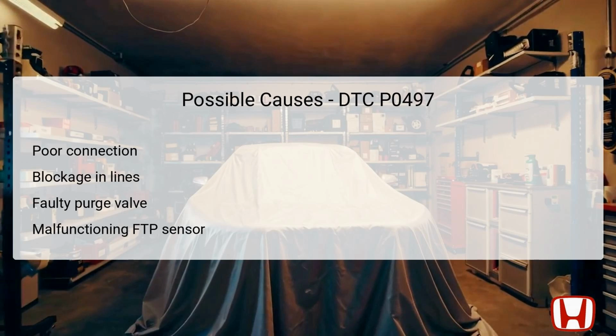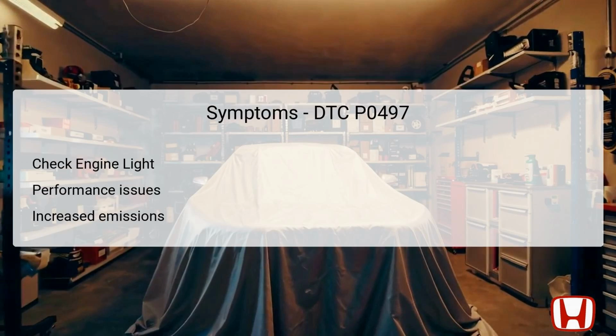Additionally, if the FTP sensor is malfunctioning, it might not accurately reflect the tank's pressure, leading to imprecise readings that could trigger this DTC. Each of these causes creates a potential for miscommunication within the system that should be checked systematically. The symptoms of DTC P0497 manifest primarily through the check engine light illuminating on the dashboard, signaling a fault.